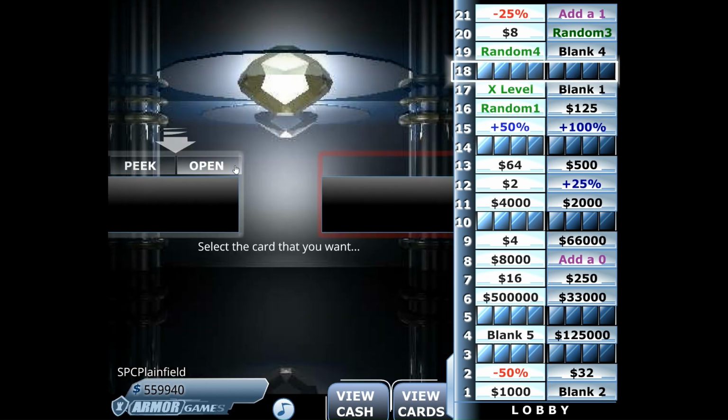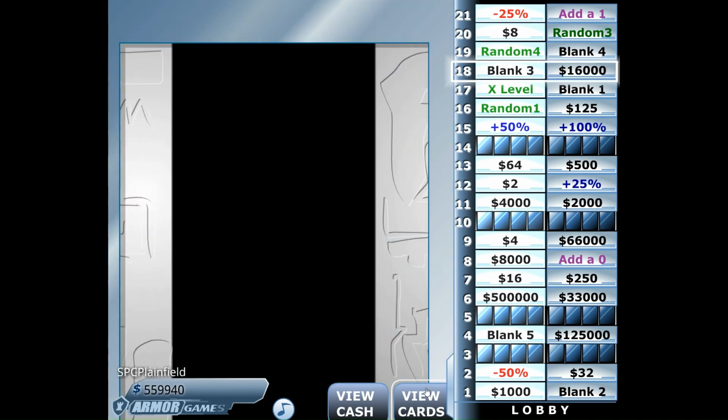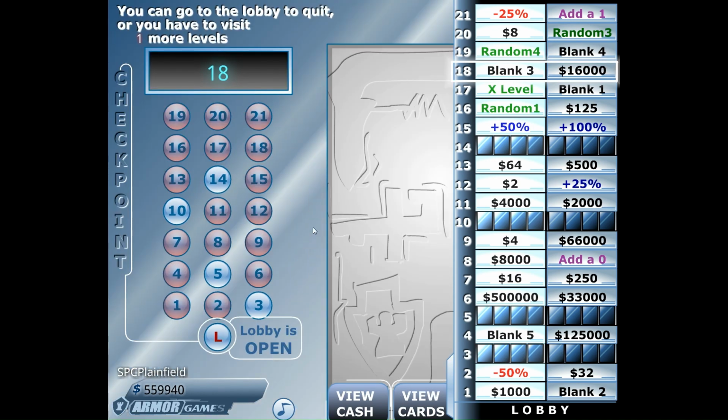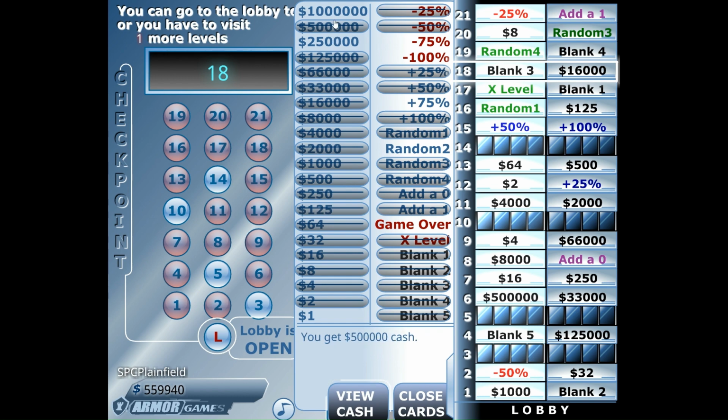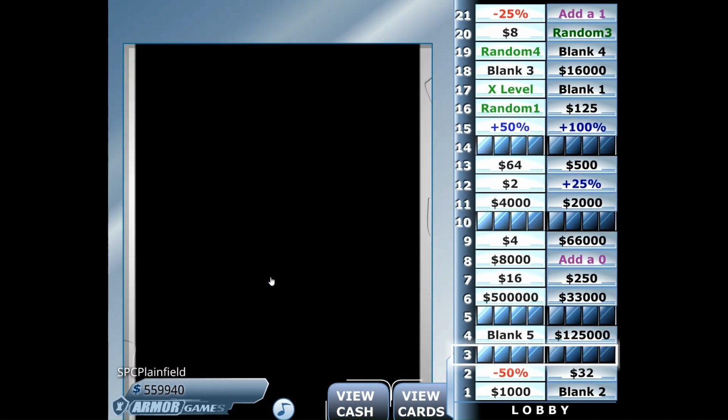Let's look at the left side. Nothing happened. Otherwise, 16,000. Okay, we have a great deal of money right now. But what's left on the board is right here. That million is still there. The lose everything is still there. That game over card. We're going to take our chances, and we're going to see what happens.